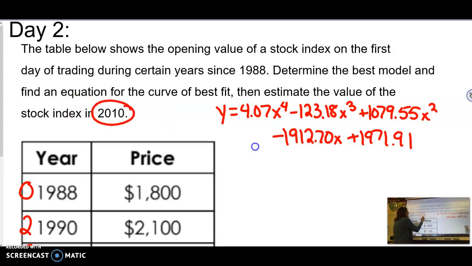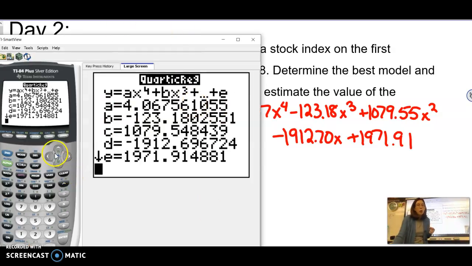All right, but now what we really want to do is estimate the value of the stock in 2010. So first of all, I need to figure out when 2010 is compared to 1988. So I'm going to take 2010 and subtract 1988, and I get 22. So I want to calculate what the value is in year 22.